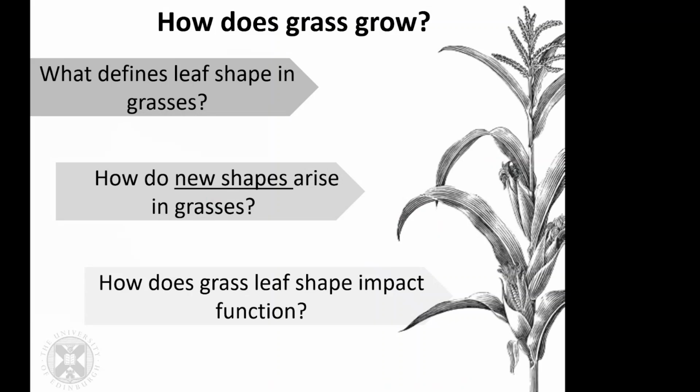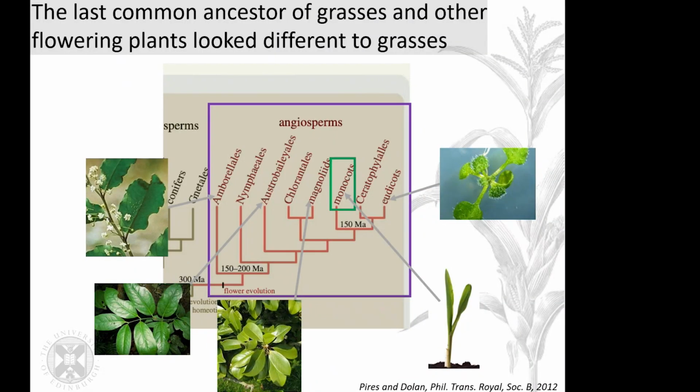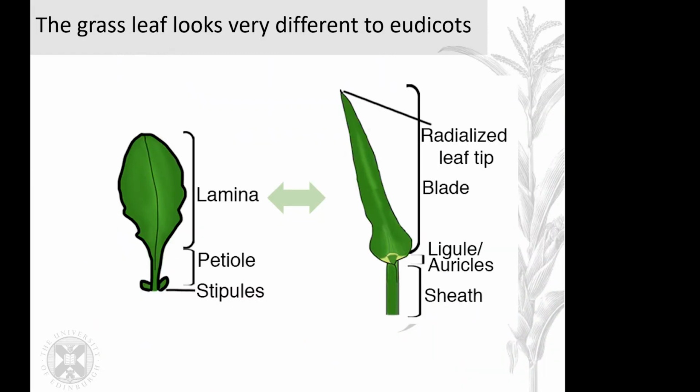So I've told you a bit about what defines leaf shape in grasses and how we're going about trying to find the rules that are important, but how do new shapes arise, and can we use what we have to assess this? I told you right at the start that grasses look very different to many other plants. So can we use our computational model to try and understand the relationship between them and work out how they might have evolved?